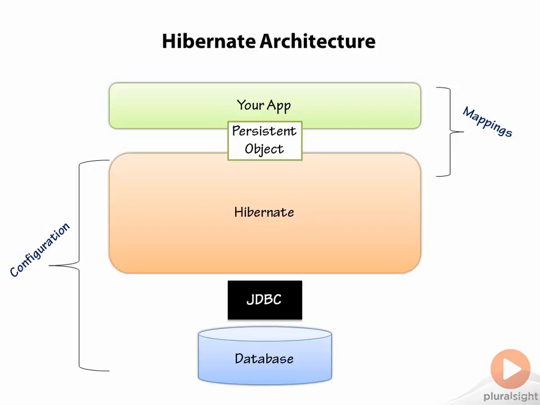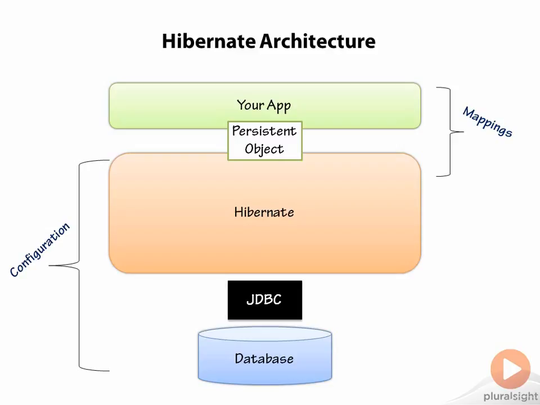We have a persistent object in the middle here because the persistent object lives both in our application's code and in Hibernate, since we define mapping files which map the data in our Java objects to fields in a relational database, and Hibernate reads this mapping to know how to use our Java objects. We can also use annotations to achieve the same effect, but in this course, we'll be using XML mapping files. Hibernate itself is a framework that is composed of multiple components, which we'll discuss in a minute.